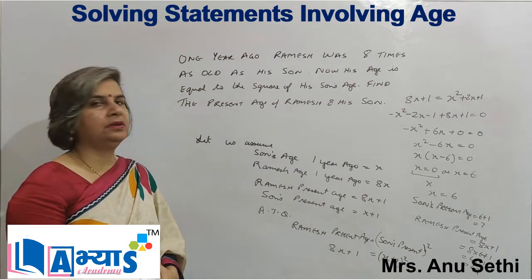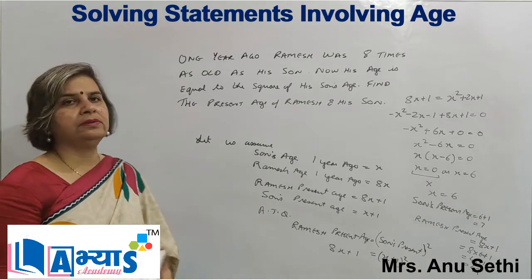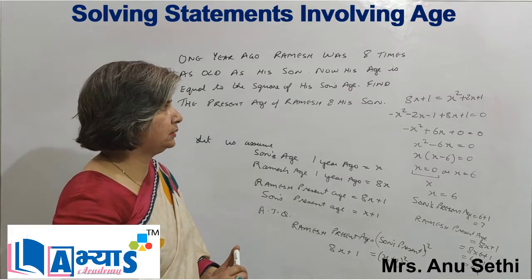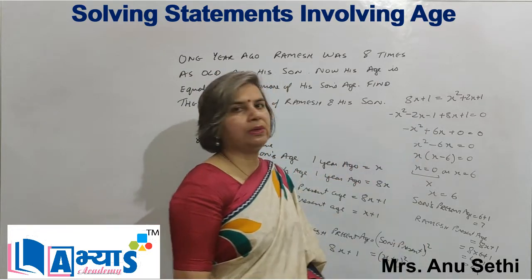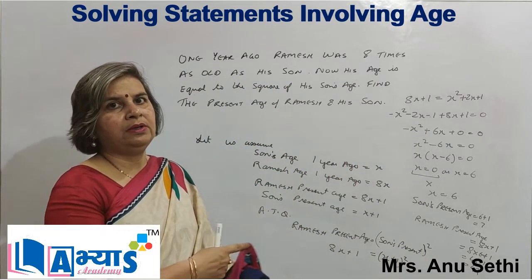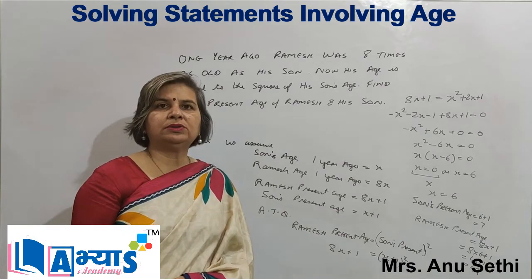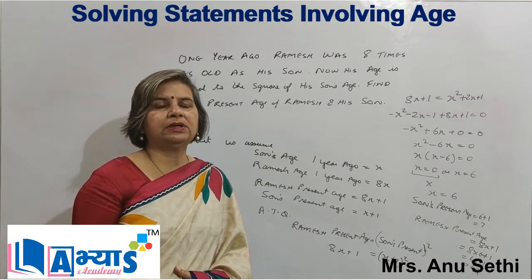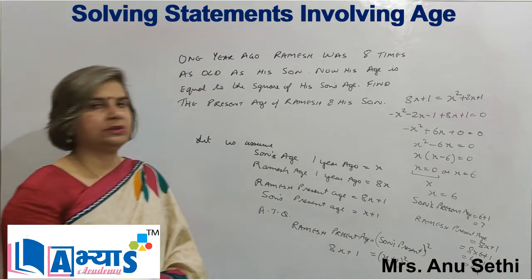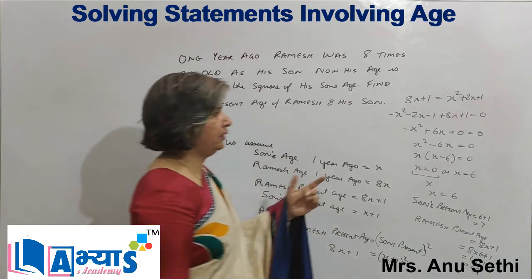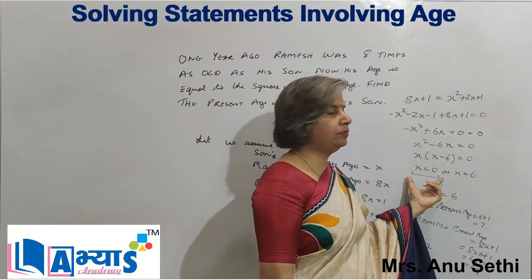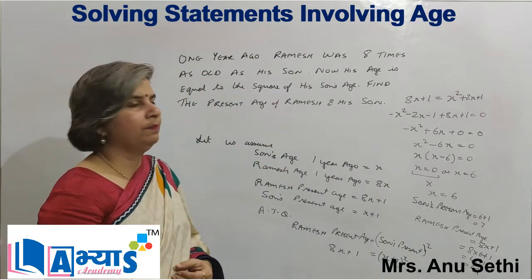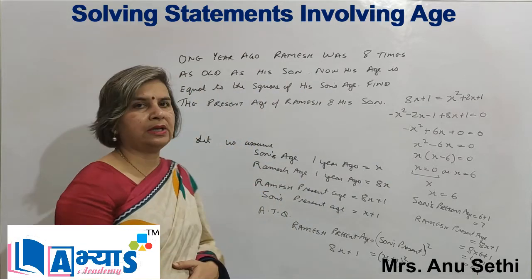Sometimes there are situations when problems involving age result in a quadratic which can be further simplified, and either both the values can be used if they are suitable, otherwise one of the values can be rejected depending on the situation the question is given. As here I have rejected x is equal to 0 because we are given the age and age cannot be 0, so we can say that the age of the son can be only 6 years.